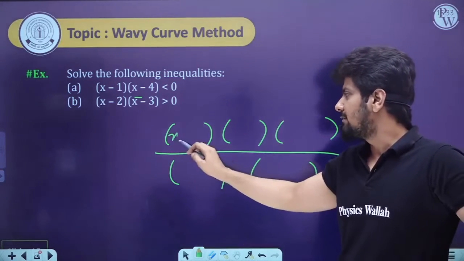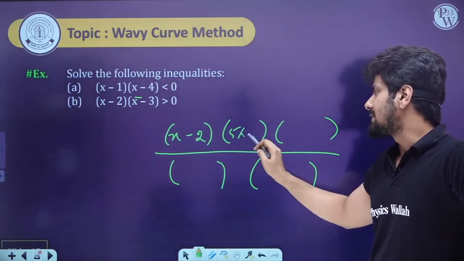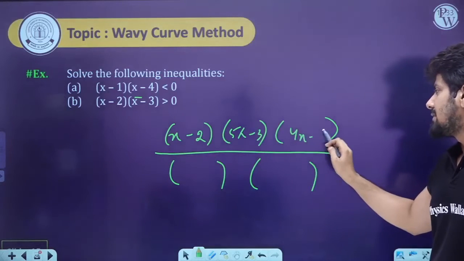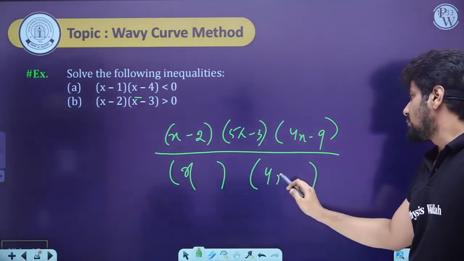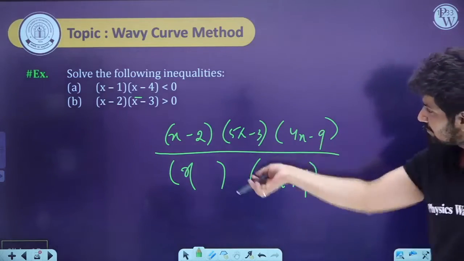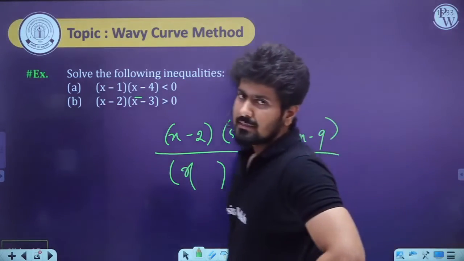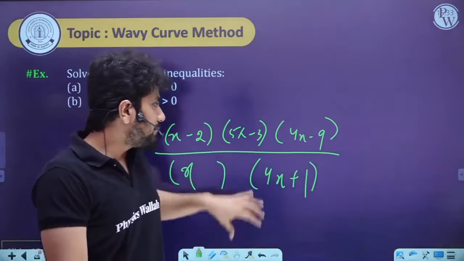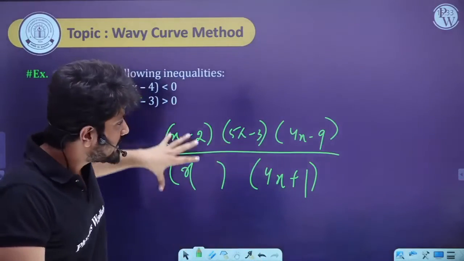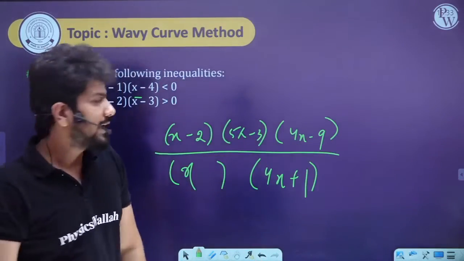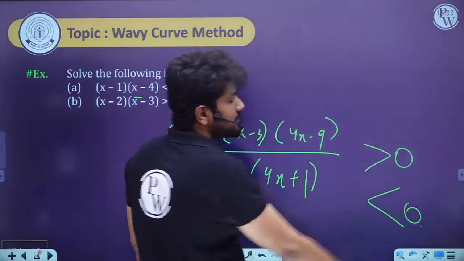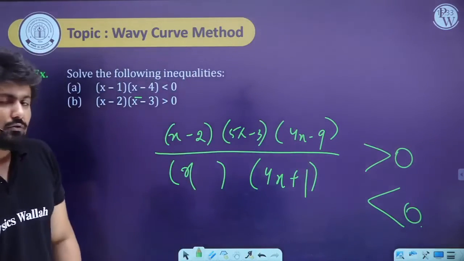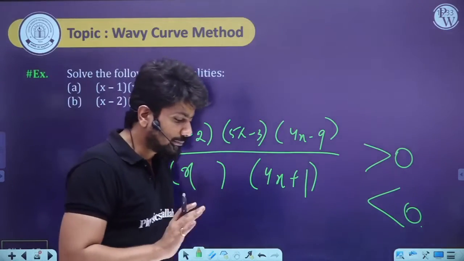Like here we can have x minus 2, 5x minus 3, 4x minus 9, right? Different factors. Here we have x, here we have 4x plus 1. So suppose we have different factors and there's a multiplication. And if we want to comment about their sign, sign means whether they are greater than 0 or less than 0, where do we use the Wavy curve method? Basically, that's what I'm telling you about.